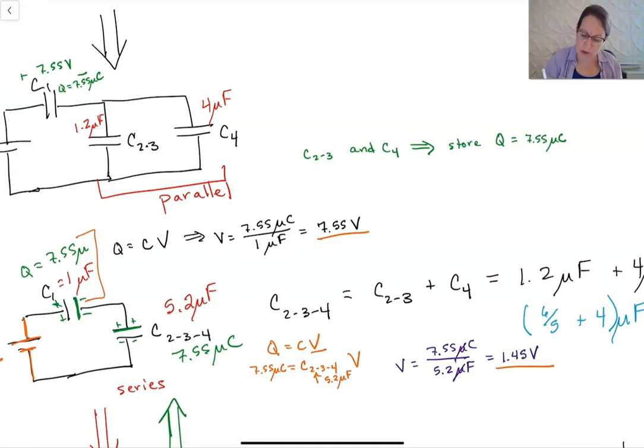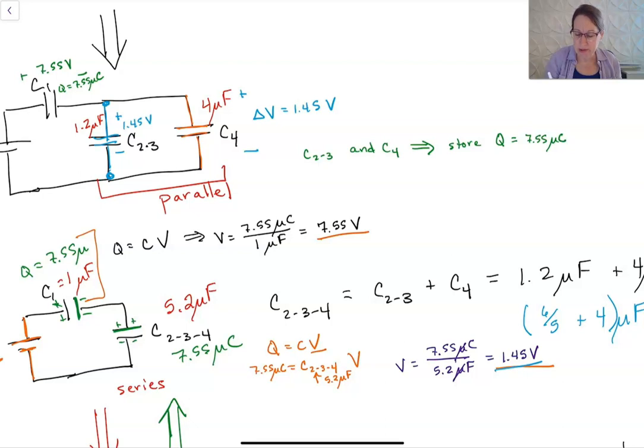So we know also that the voltage, this voltage difference, delta V, is equal to 1.45 volts. That's across the network, and so that's the same voltage, okay? When they're in parallel, they'd have the same voltage. So this is a voltage difference of 1.45 volts here, because from here to here has to be the same voltage, which means that's the same voltage over the C23 as is the same voltage over C4.